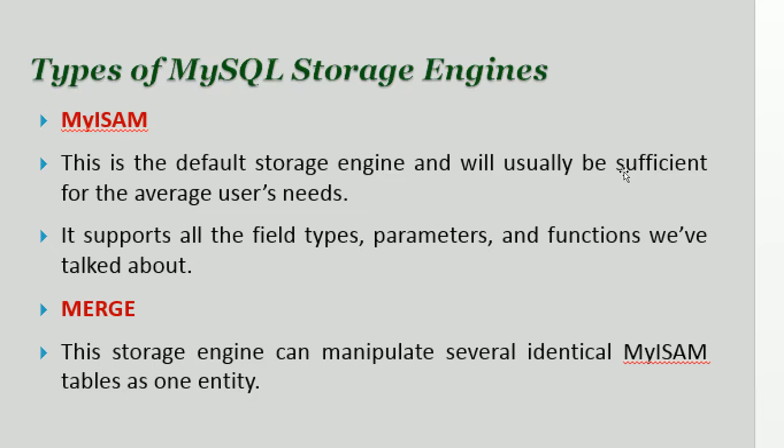The workload is average. Look at the second, merge. This storage engine can manipulate several identical MyISAM tables as one entity. If there are 15 tables in this storage engine, you can merge all of them. Merge means they will become one. Is it clear? So in some cases and some projects, you can also use the merge storage engine. What does merge mean? When you connect two or more things as one. Clear? You are going to join something.